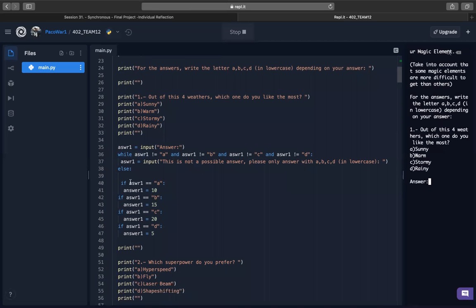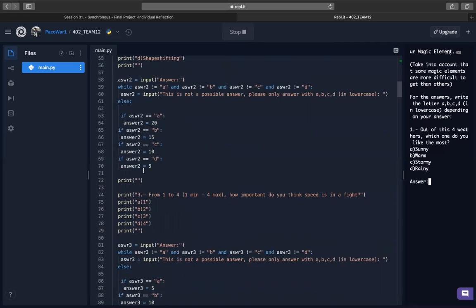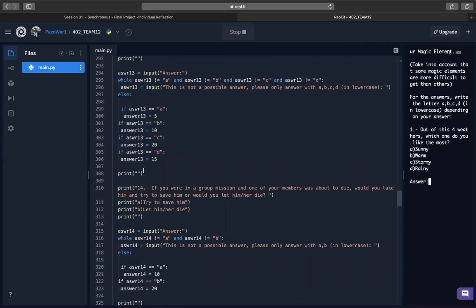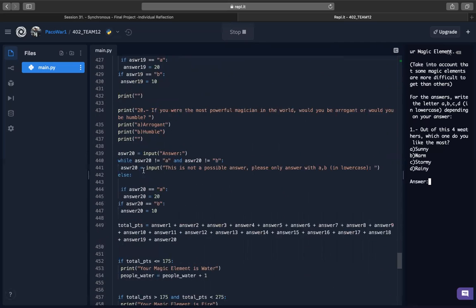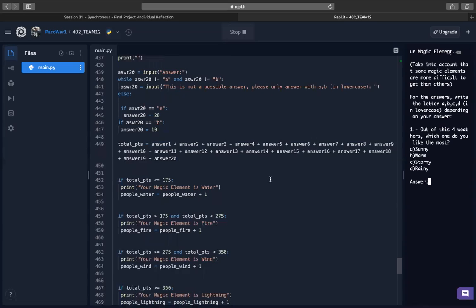Then these ifs are in case he writes A, B, C, or D, it will assign a specific amount of points depending on the answer. Then this is repeated 20 times for the 20 questions. Then at the end, for knowing the total points that will be used later to assign the magic element you get depending on the range it is between, I added all the points that were chosen in all the answers.